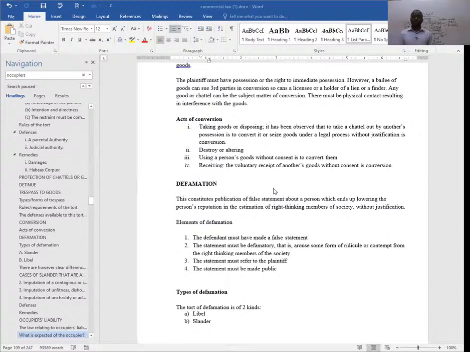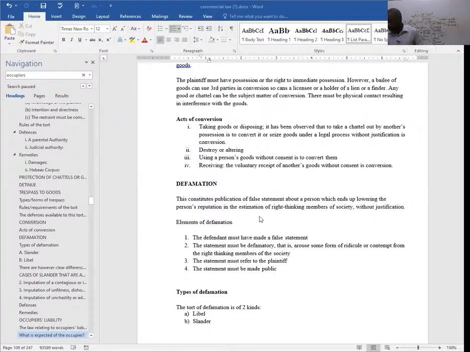If those elements are present with regard to a particular statement, then one can be accused of defamation. So that's what we mean by defamation in a nutshell, in simple terms. But we've said it is in two forms. It can either be in a permanent form known as libel, or in a non-permanent form just by word of mouth known as slander. Those are the two types of defamation.